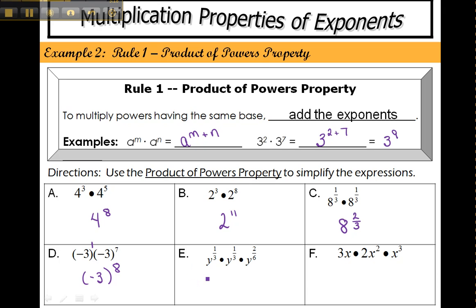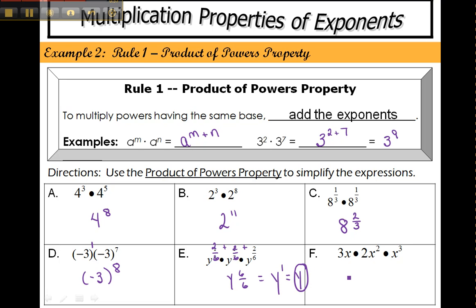On letter E, y to the 1/3, y to the 1/3, and y to the 2/6. We need to get a common denominator of 6 here, so you could think of this as 2/6, multiplying both the numerator and denominator by 2. So when we add these together, remember we just add the numerators, we're going to get y to the 6 over 6, and 6 over 6 simplifies to 1, and you could think of it as y to the 1, and we don't show that 1, so our final answer there would just be y.